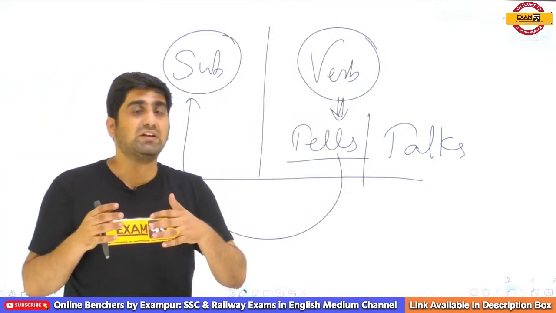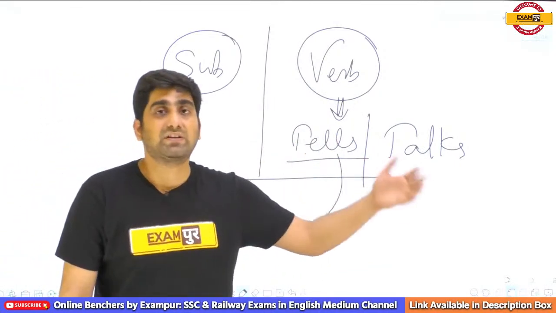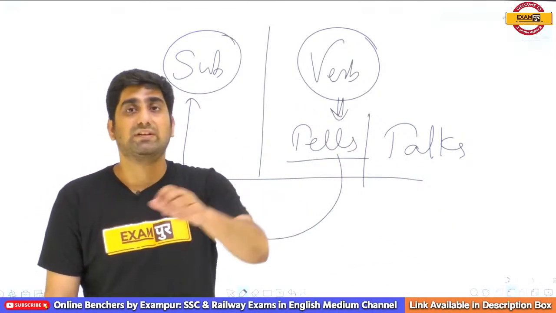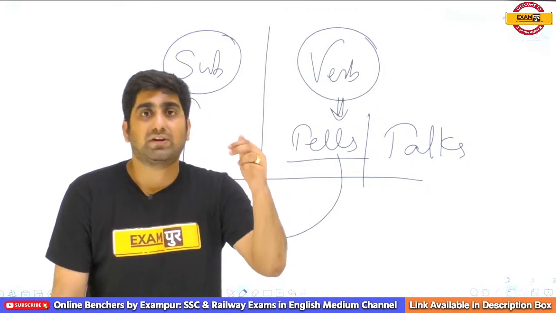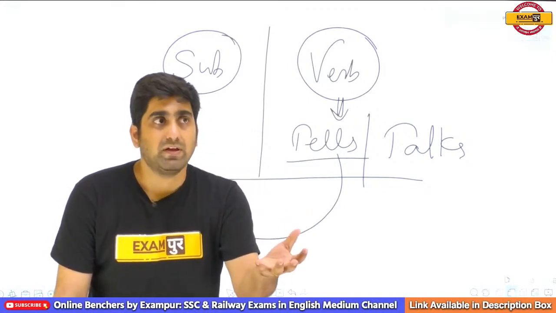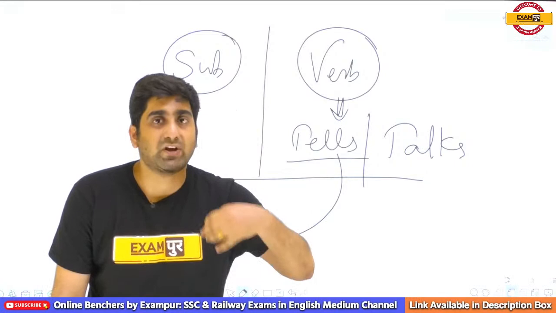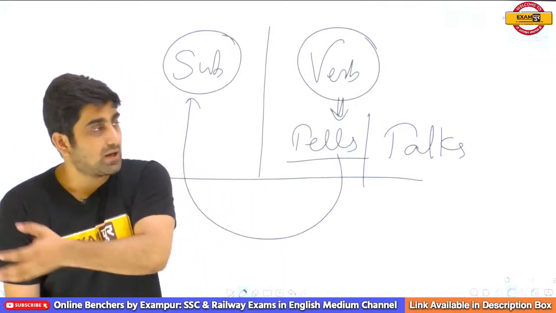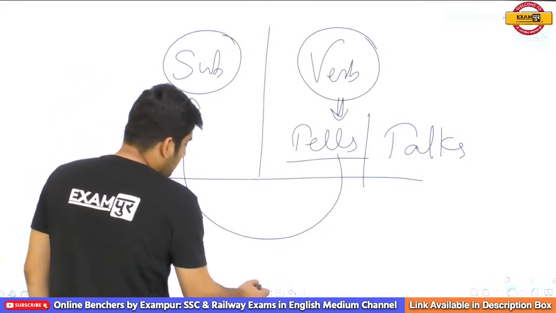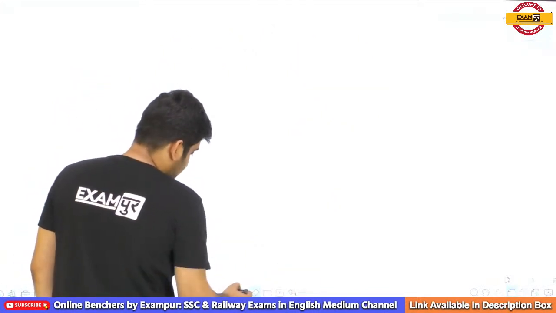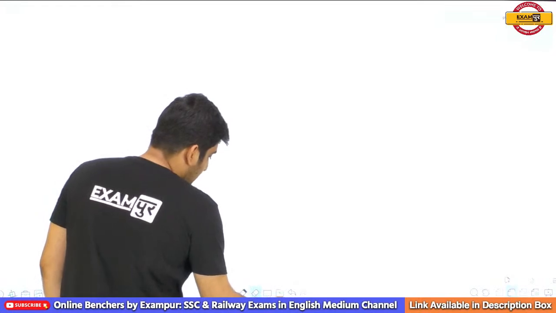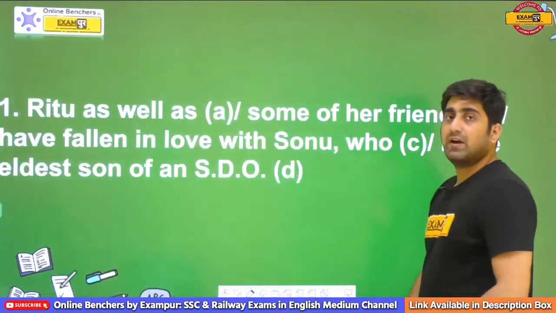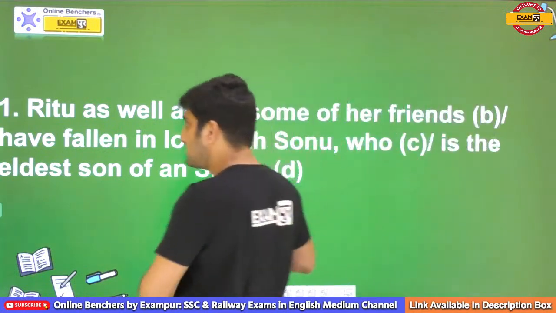Verb cannot be taken apart from the subject. Subject cannot be left apart from the verb. Why? Because they are interconnected. Verb tries to describe the subject, meaning subject is something that is being described by the verb. By this, guys, if I ask you, what do you mean by subject present in the sentence?